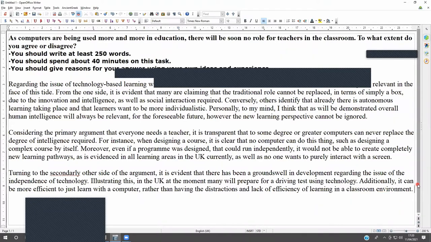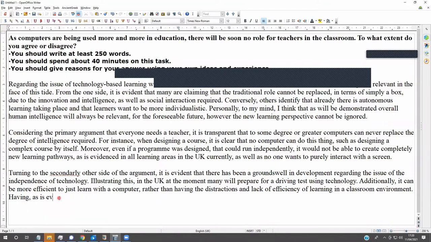However, as is evident, still a human examiner will need to test the practical aspects of a driving test as opposed to it being purely theoretical.